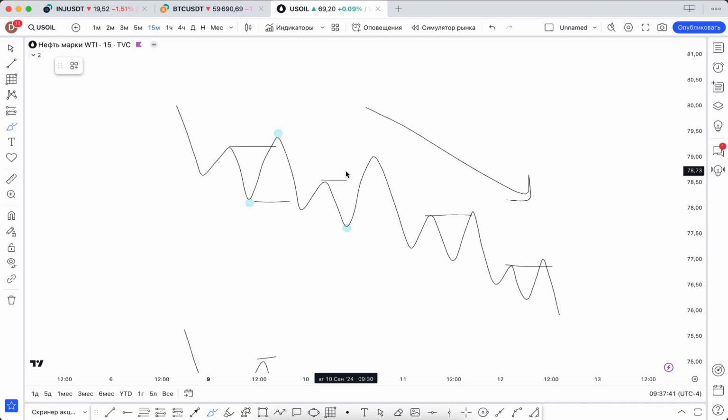Then the price traded within this range. Went further below, made a new BOS, and accordingly confirmed a new maximum. Here. And in this way, it will always confirm our oscillation points, that is, our maximums and minimums.